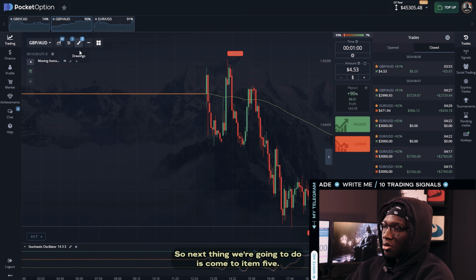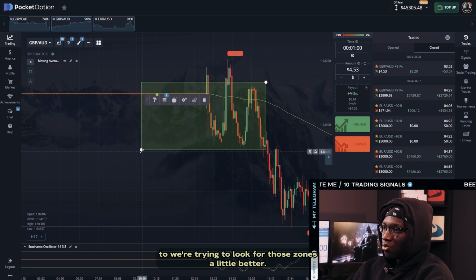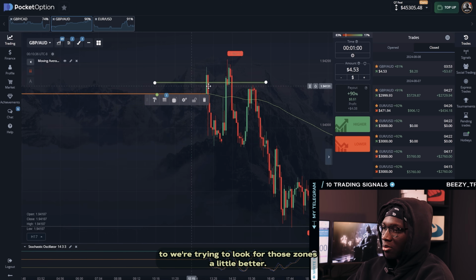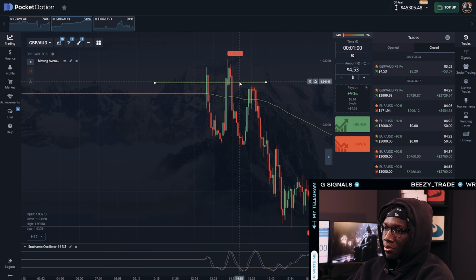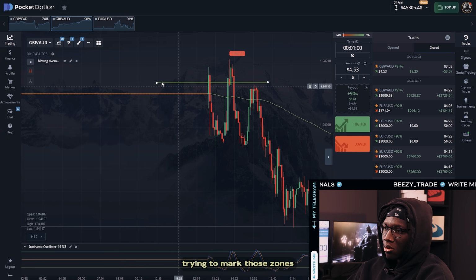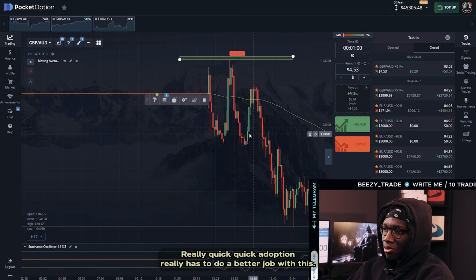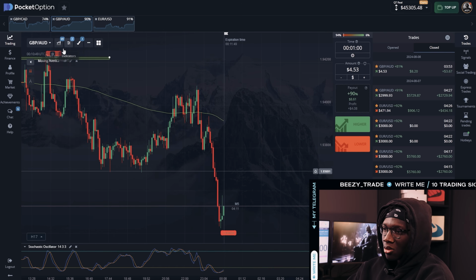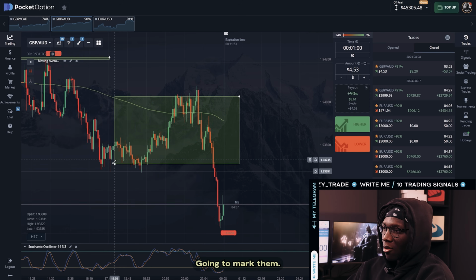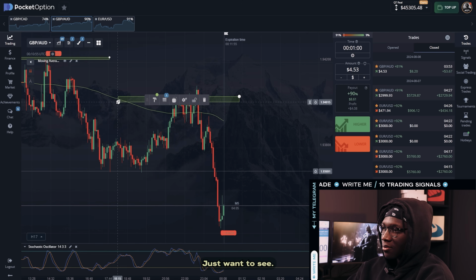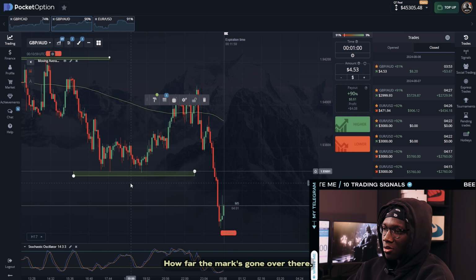Alright, so next thing we're going to do is come to our M5, and now we're really trying to look for those zones a little better. And we're trying to mark them right here. Quick option really has to do a better job with this. Okay, I'm just going to make it a little thicker. Going to mark them. Just want to see how far the market is going over there.